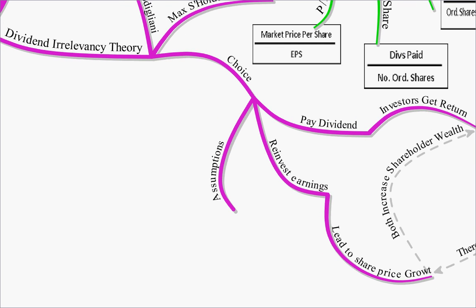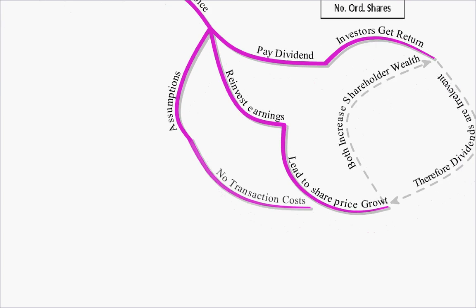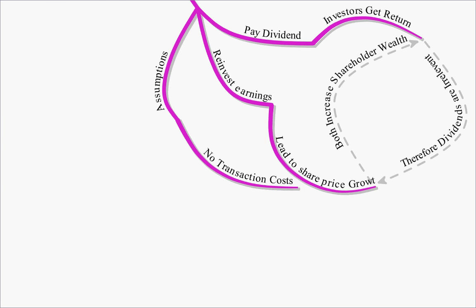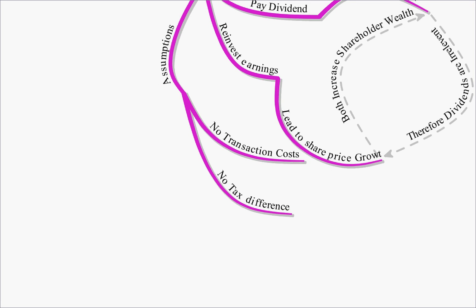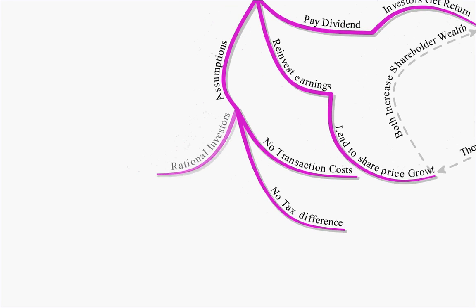Okay, it makes a couple of assumptions though that may not hold true. The first of these is that there's no transaction costs, which as we know in real life doesn't hold. It also assumes that there's no tax difference between receiving dividends and capital growth, which again we know there is a difference between getting your income in the form of a dividend and getting it in the form of capital growth. It will be taxed differently, so some people will prefer one over the other. It also assumes that investors are rational, which again doesn't always hold true. Okay, so that's dividend irrelevancy theory.